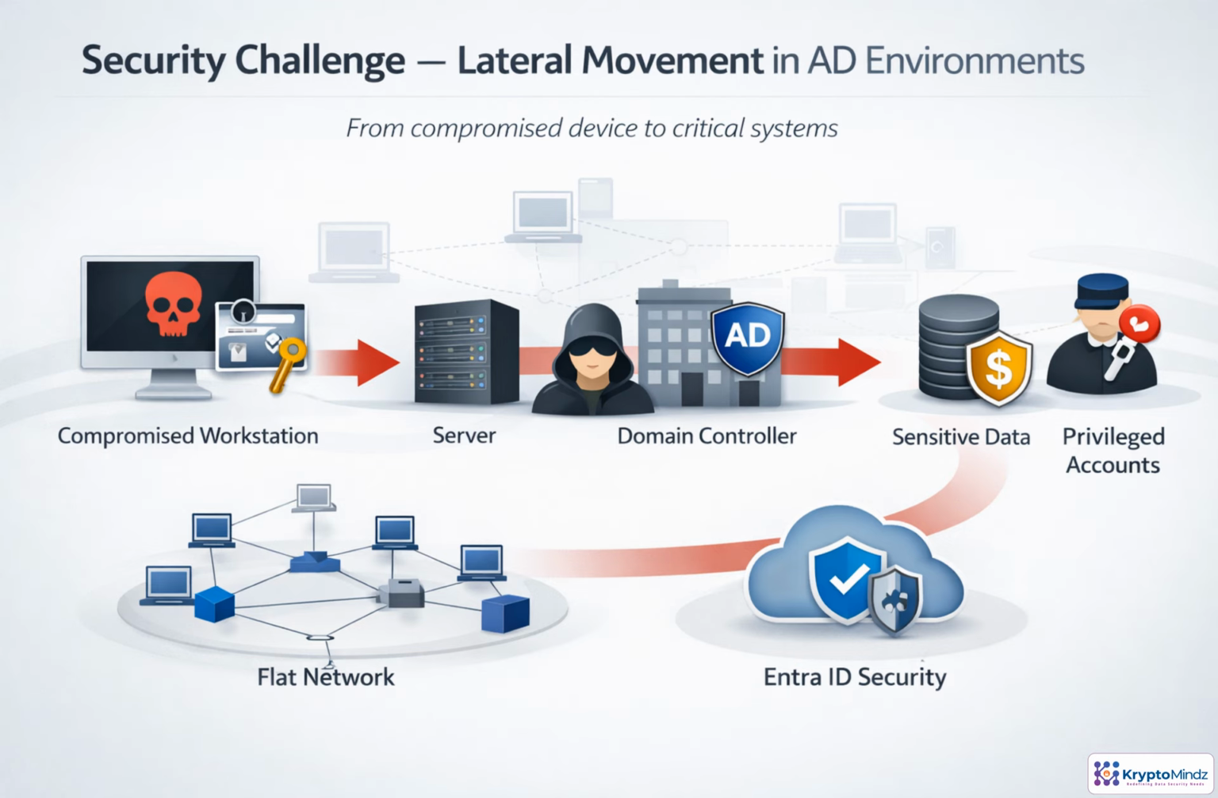Lateral movement is how an attacker moves from an initial foothold to higher-value systems. In an AD-connected environment, one compromised workstation can expose cached credentials, local admin rights, or reusable tokens. Those clues may lead to a server, then to broader permissions, and eventually to domain controllers, sensitive data, or privileged accounts. The danger grows when networks are flat, admin rights are too broad, and devices are unmanaged. Entra ID helps reduce that implicit trust by enforcing stronger identity checks, conditional access, and more precise control over who can reach what.